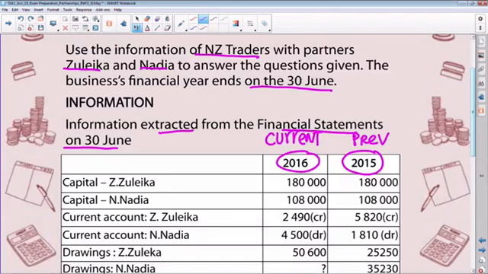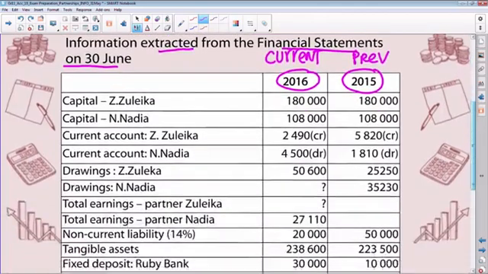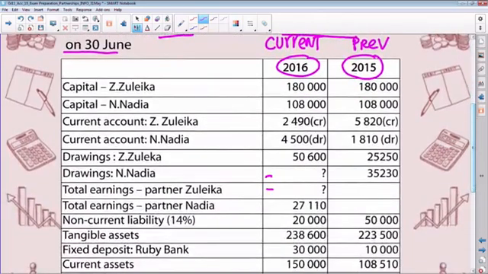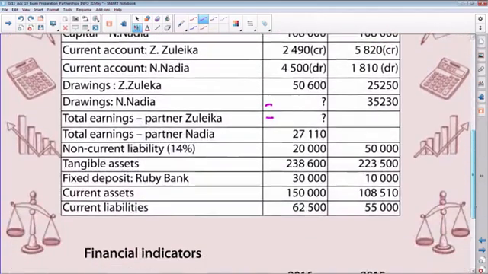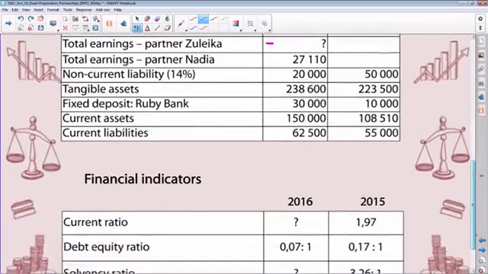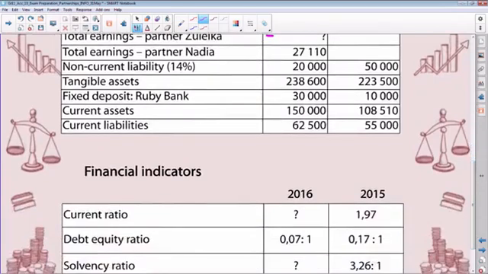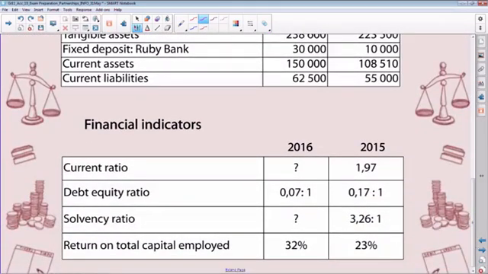Okay, right, so I'm given an extract, and if we look further down, I notice immediately there's some missing information. Okay, so that's my extract. And then I've got some financial indicators, in other words, some ratios already calculated for me. So the ratios that they have calculated, the current ratio for the previous year is given. I've got the debt equity ratio for both years, solvency ratio only for the current year, the previous year, and then I've got the return on total capital employed given to me for 2 years. Okay, right, that's the information I have in front of me.